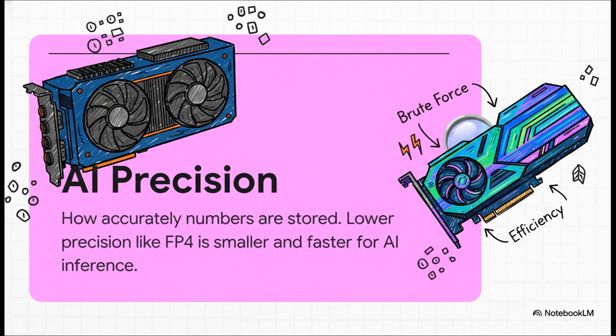Okay, but first, we've got to get our heads around a key concept, AI precision. Think about it like this. Traditional precision, let's say FP16, is like writing out a full, detailed sentence. Lower precision, like the new FP4, is like using a clever shorthand. It's less exact, sure, but for an AI model that's already been trained, what we call inference, that shorthand is way smaller, way faster, and a whole lot more efficient.